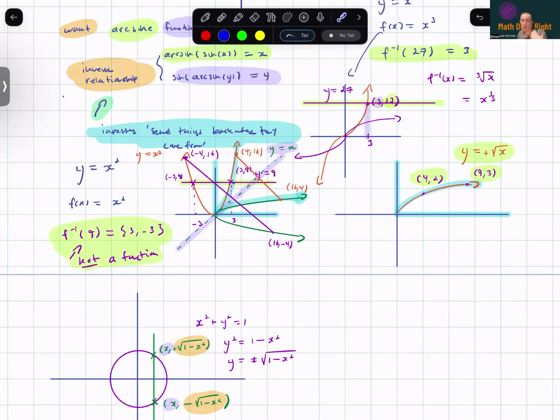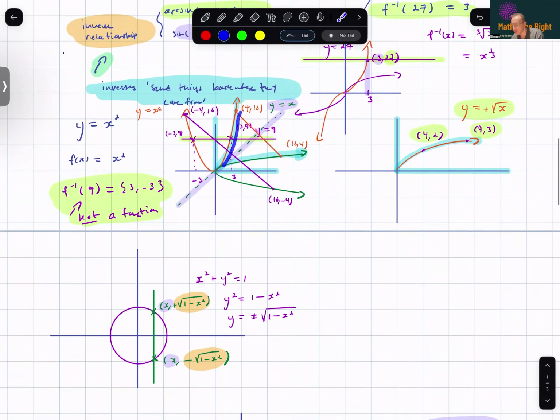There can also be situations where we have to restrict the codomain. We won't talk about this yet. I don't want to overload people. We want to restrict the domain to make it one-to-one. So we get to pick.